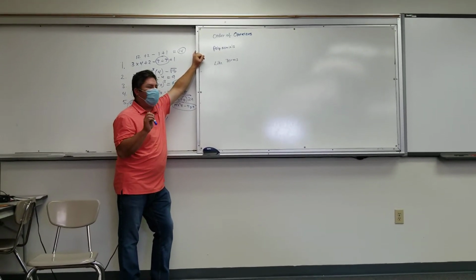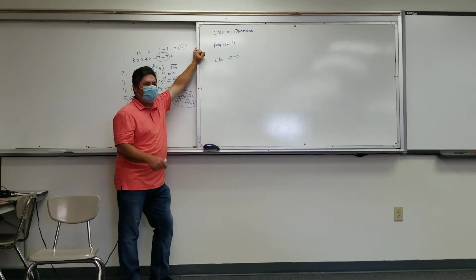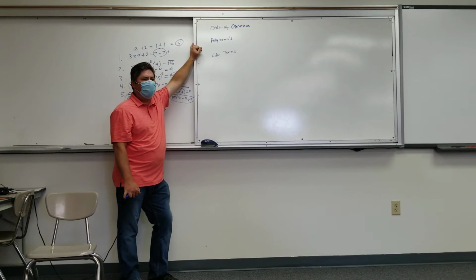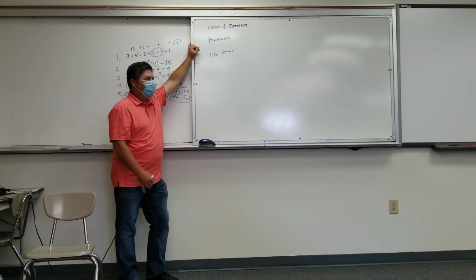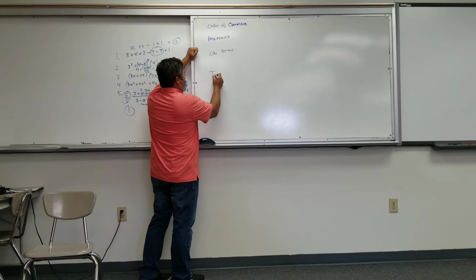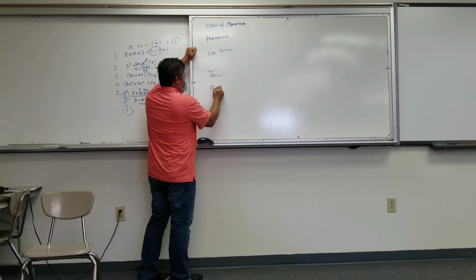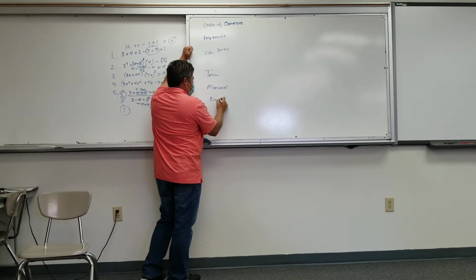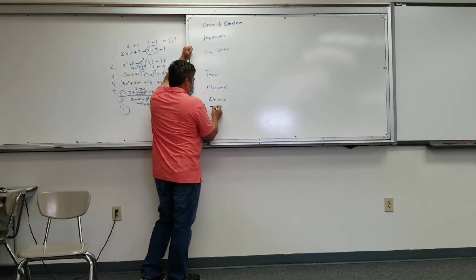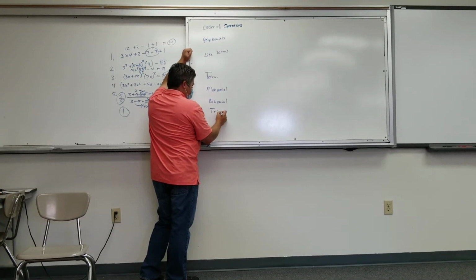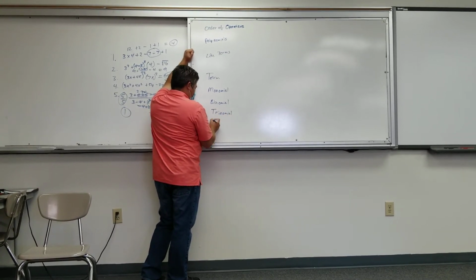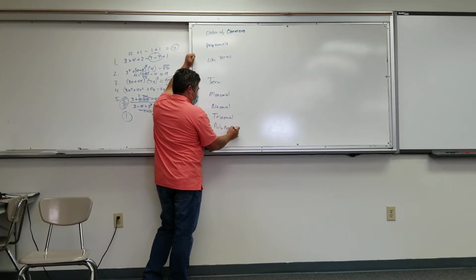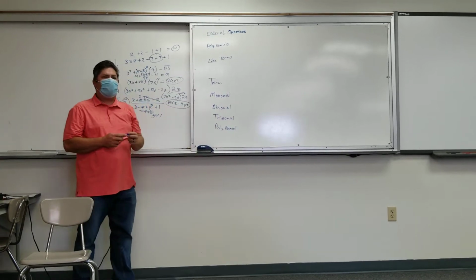We're going to have 5 things listed. Write these in your notes, okay? Write down term, the word term. Write down monomial. Binomial. Trinomial. And polynomial. Okay, let's break these up a little bit.